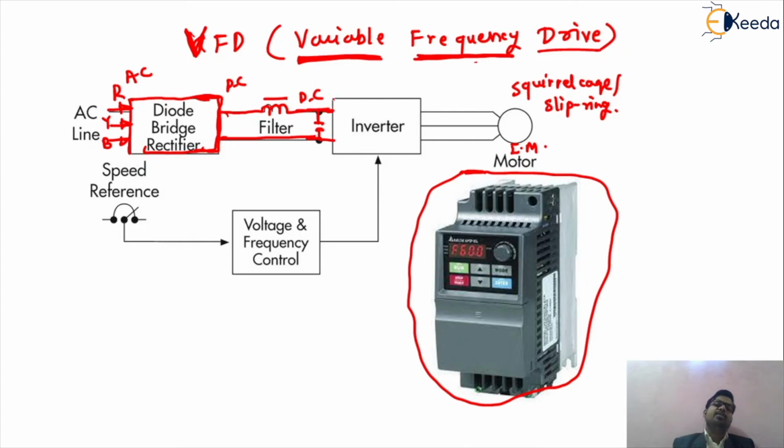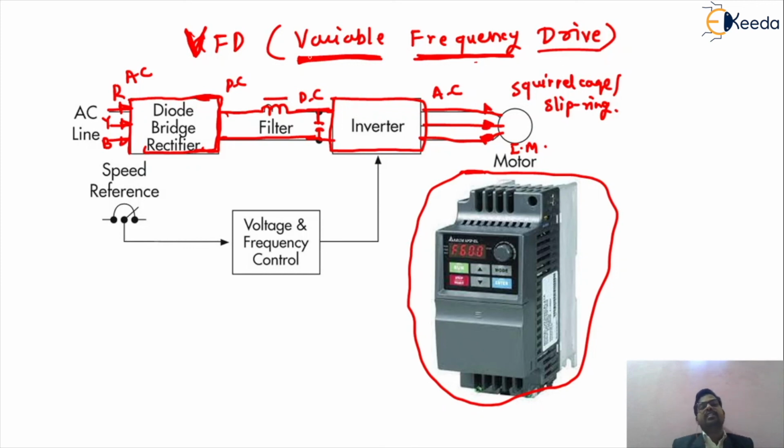So what will be the purpose of this particular inverter? The purpose of this particular inverter will be to convert the DC supply into AC supply, and this AC supply will be given to your induction motor. Maybe the induction motor will be squirrel cage or slip ring. Okay, so this is one of the power modulators.